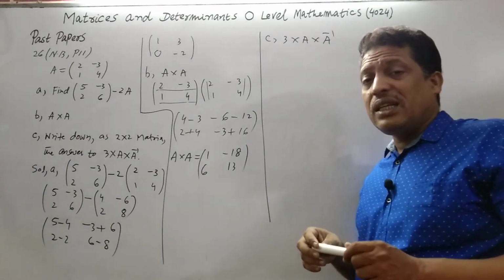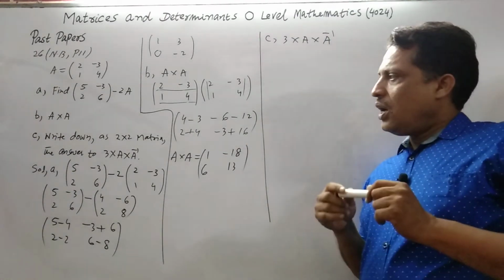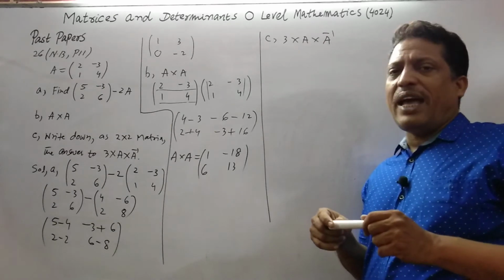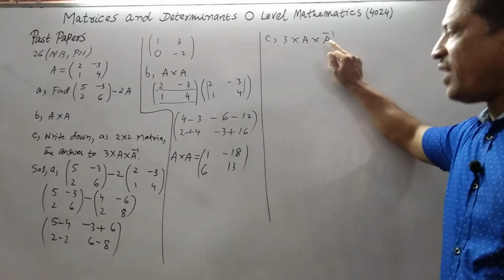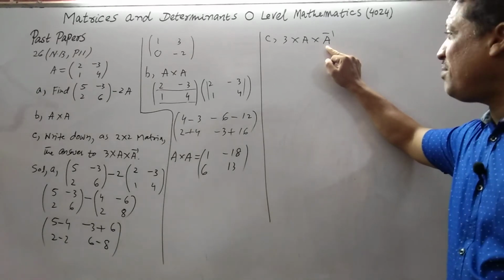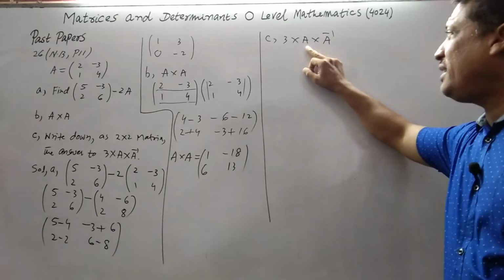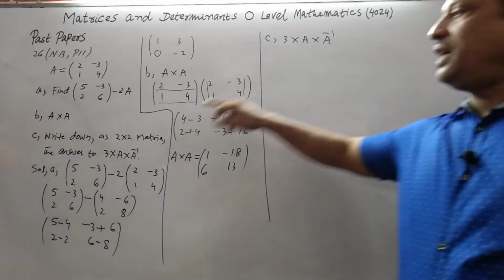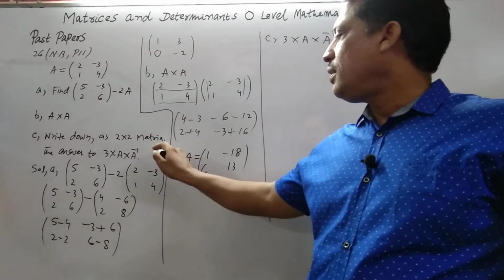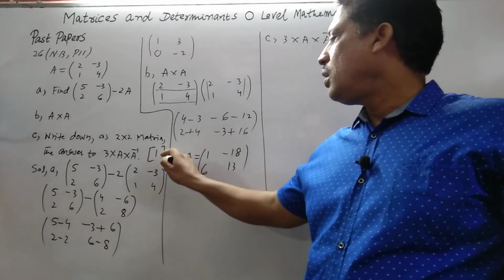First is the long way. What is the long method? First find A inverse, then multiply by A, then multiply by 3. But students, this part has only 1 mark.